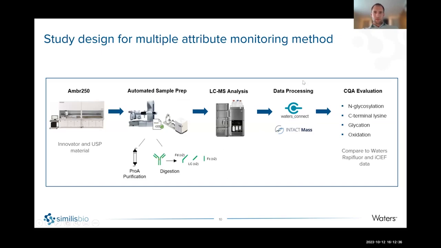Then data was processed using Waters software, and we were able to integrate relative abundance of the XIC traces to get levels of relative abundance of galactosylation, C-terminal lysine, glycation, and oxidation. These results were ultimately compared back to what we were previously using as our ground truth, which was the Waters RapiFluor method, which is a fluorescence-based glycan method, and iCIEF data for the charge variants.